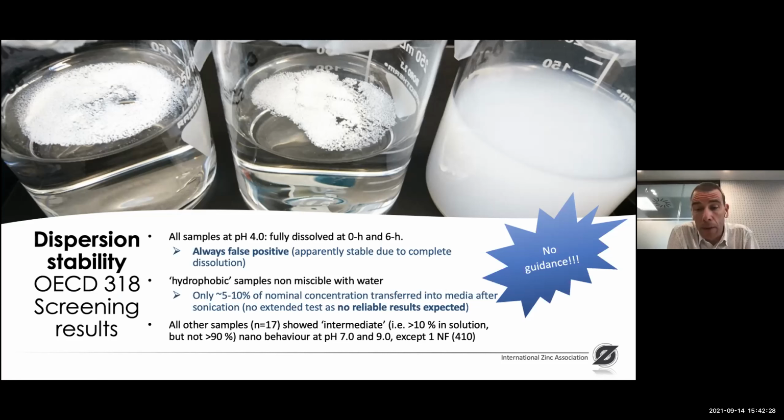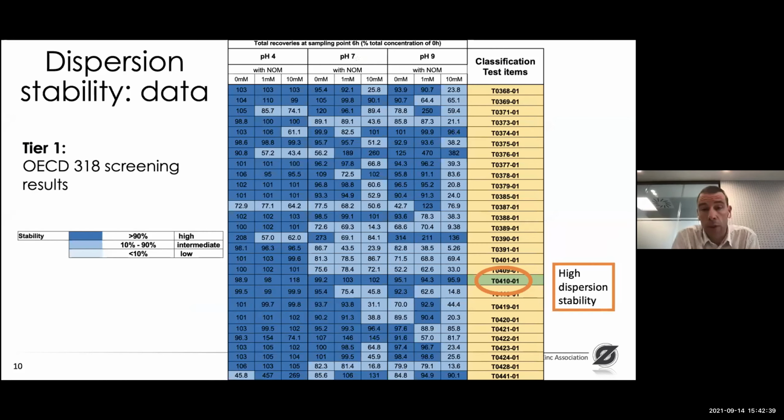But here we were lacking a bit of guidance on how to interpret this, and mainly on how to go along with the hydrophobic samples. We'll show the data a bit more in detail. These are the results from the screening test. As I said, all intermediate. There was only one out of the 28 nanoforms that showed a high dispersion stability, so that's more than 90% dispersion throughout all the treatments, being the 3 pH levels and the 3 concentrations of calcium salt. That high dispersion stability sample is number 410, the uncoated form with platelets.